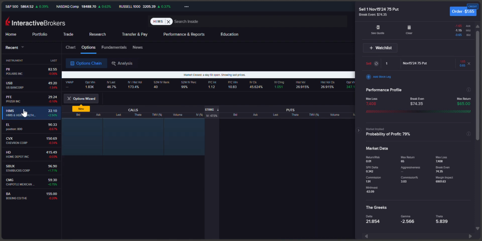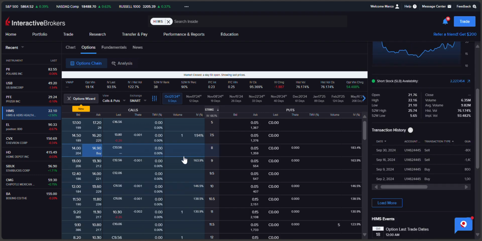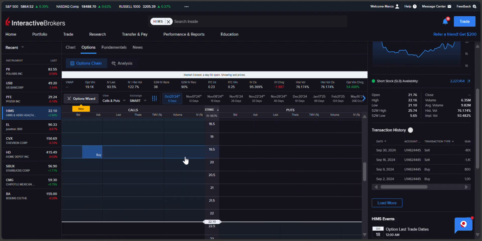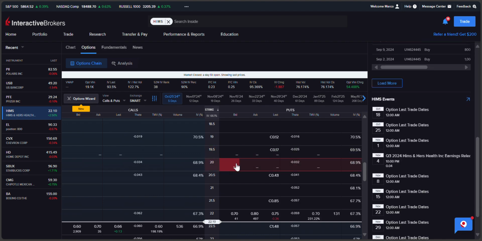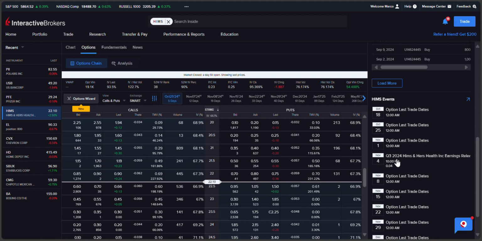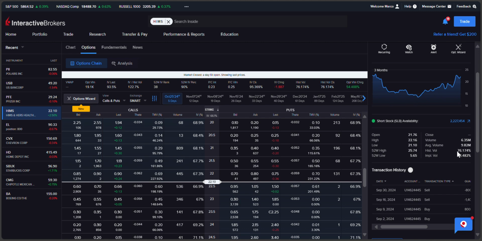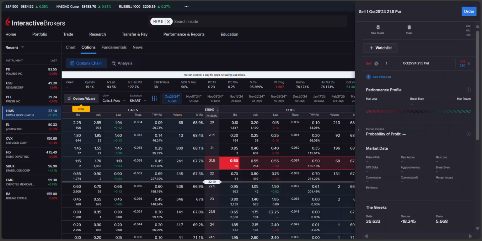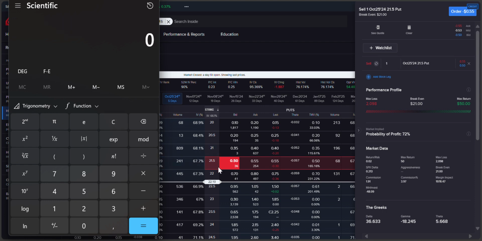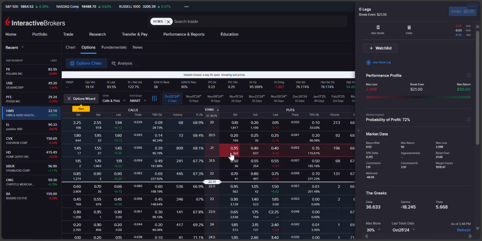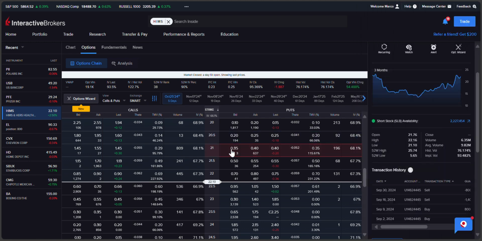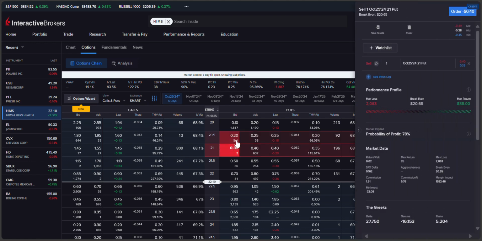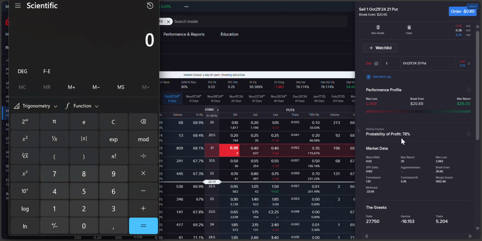For example, we can find him here, the HIMS stock, which is quite significant in terms of premiums. As you can see, there is also an earnings coming on November the 4th. Well, historic volatility is much lower than the current implied volatility, and so we can use this example here. Or we should rather use this one because this one has a probability closer to the one that I would probably use, which is 78%.